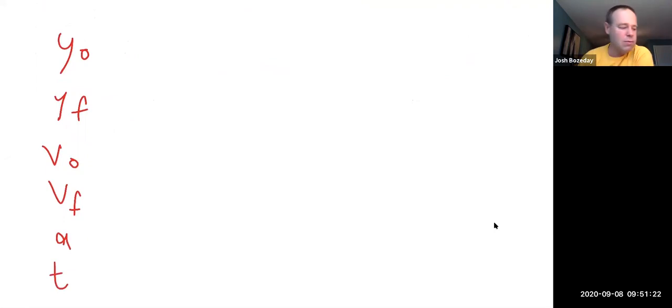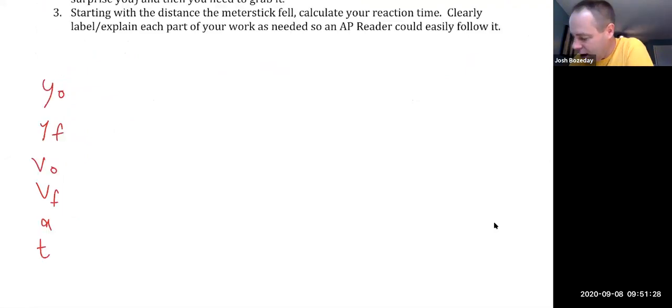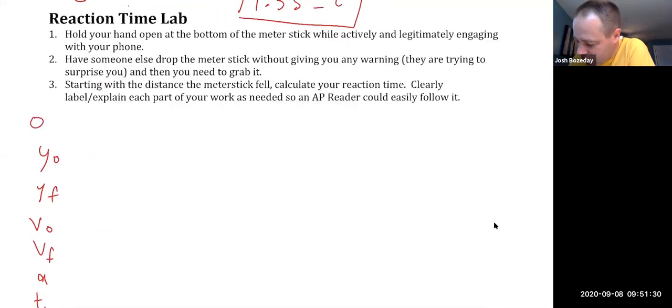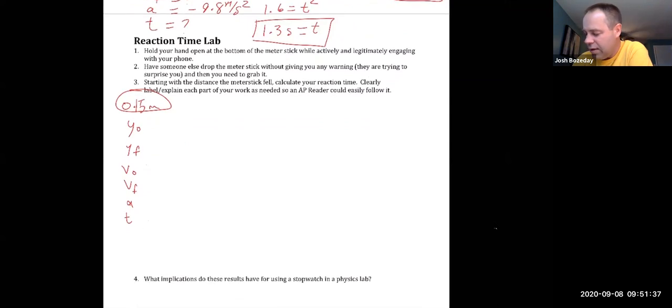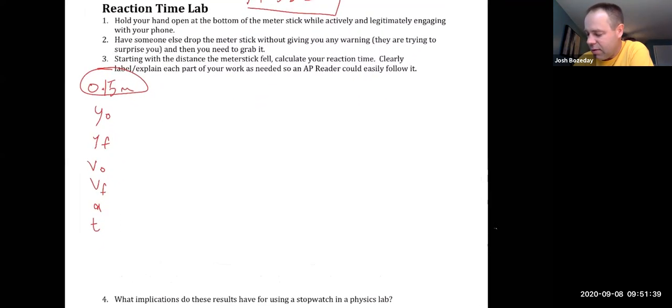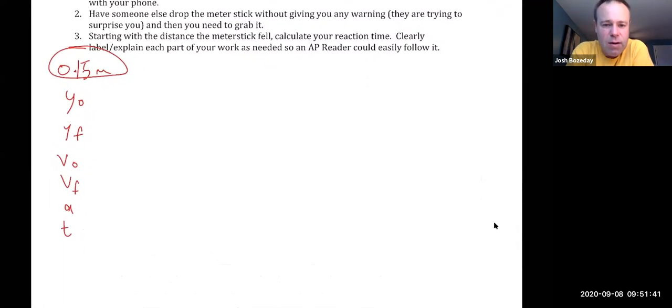So take 30 seconds. I want you to think about what just happened right here. I did this, right? And we know that I caught it after it fell 15 centimeters, so 0.15 meters. So we know that's how far it fell. All right, so we need 4 values. I want you to think about those and decide which ones you think you know. Take 30 seconds, then we'll shout them out. Think of how many you can think of from this situation.